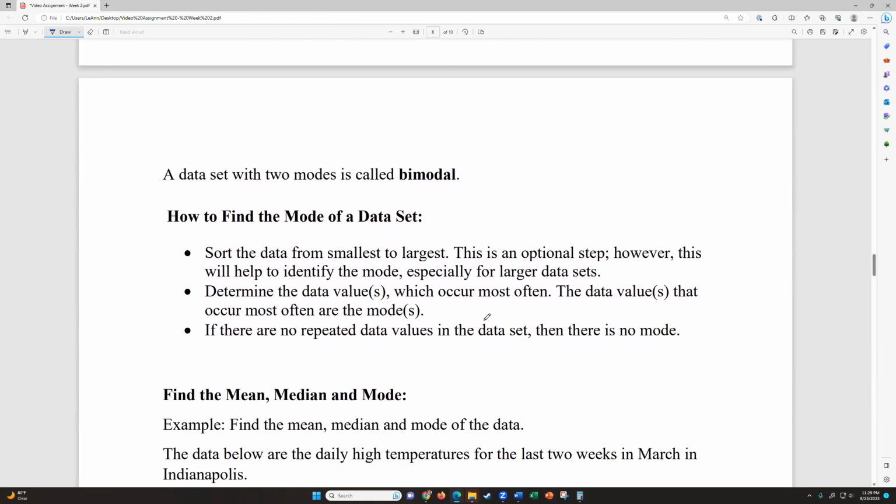How do we find the mode of a data set? You're going to sort your data from smallest to largest. That's not required, but you have to do it for the median anyways, and it's actually helpful if you have large data sets so that you don't miscount how many repeating values you have. Determine the data values that occur the most often, and those are the mode. There could be multiple. Remember we said there could be none or there could be multiple. So those that occur the most are the mode. If there are no repeated data values in the data set, then there is no mode.